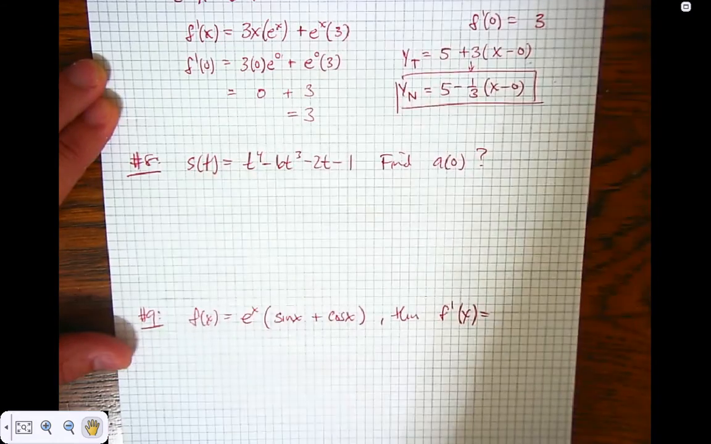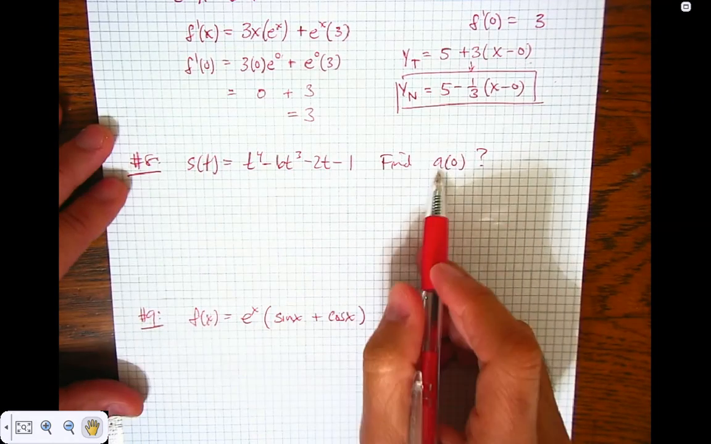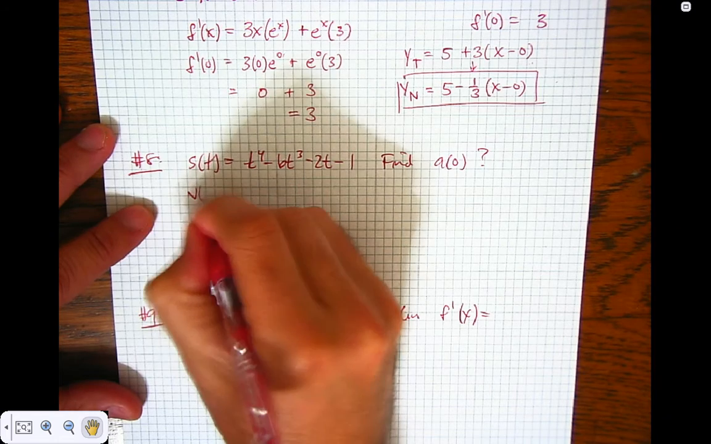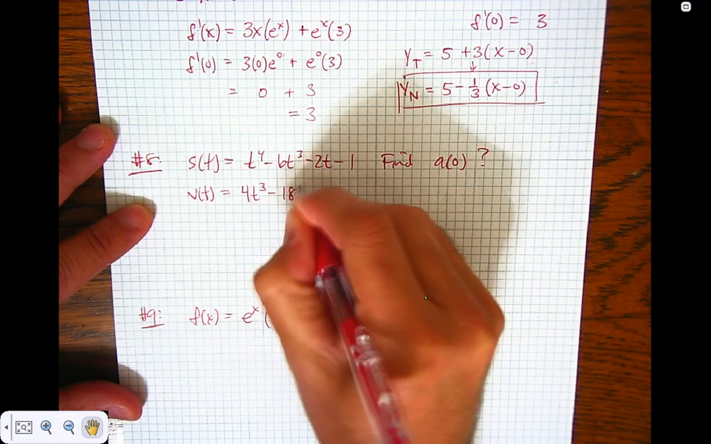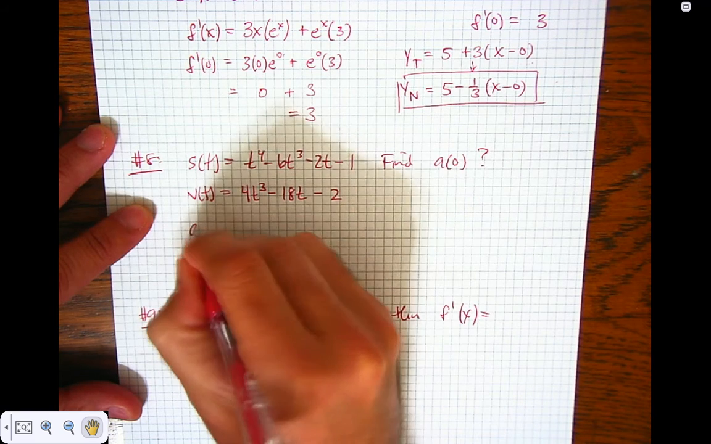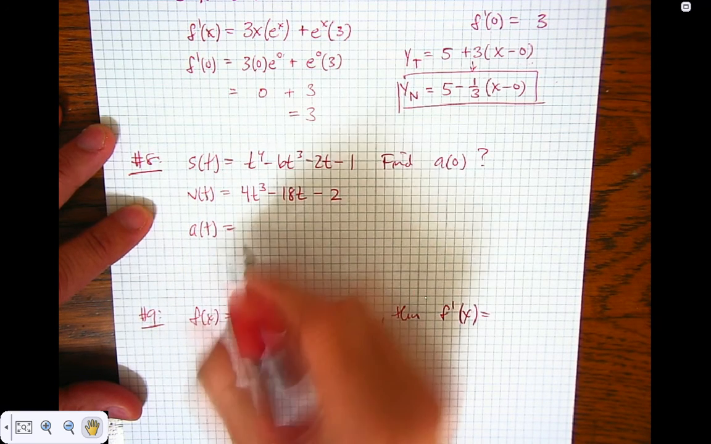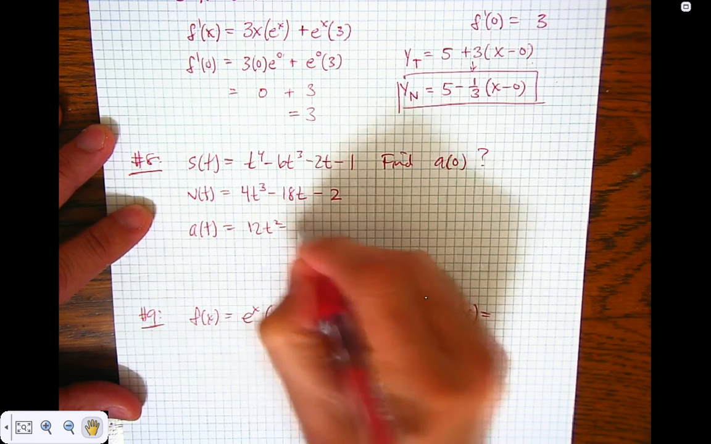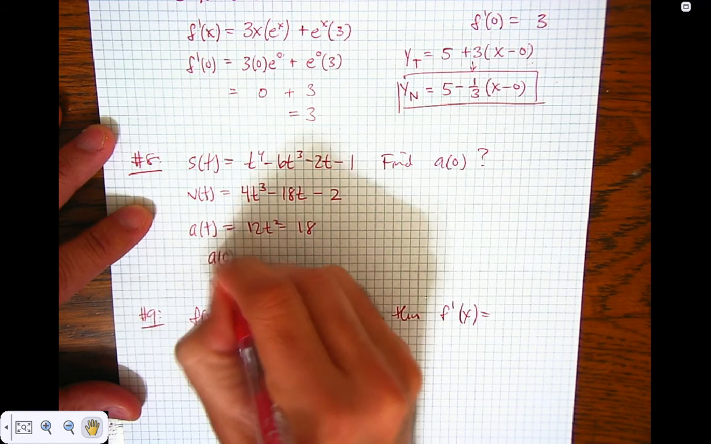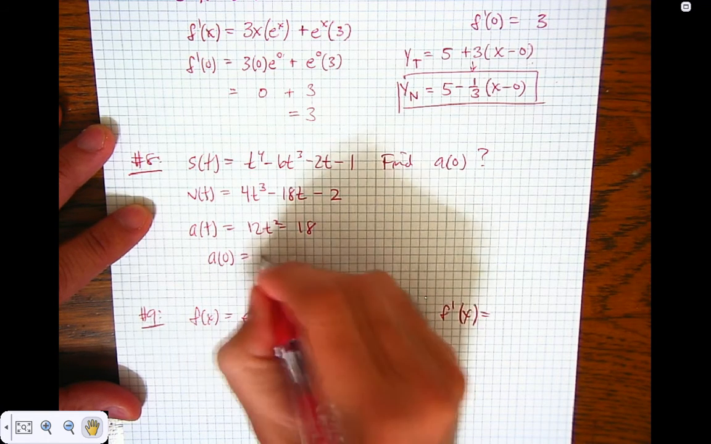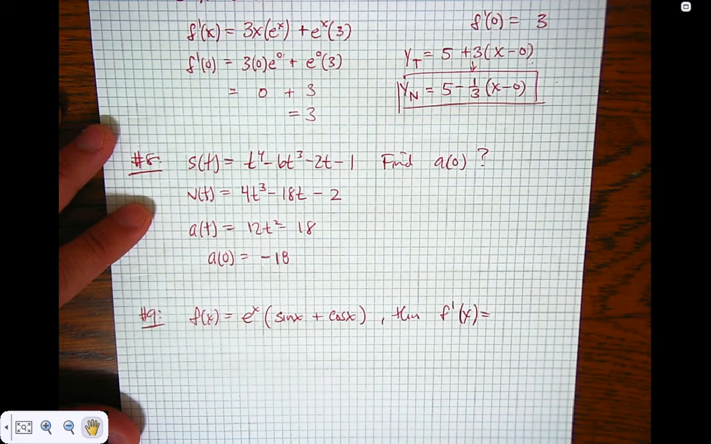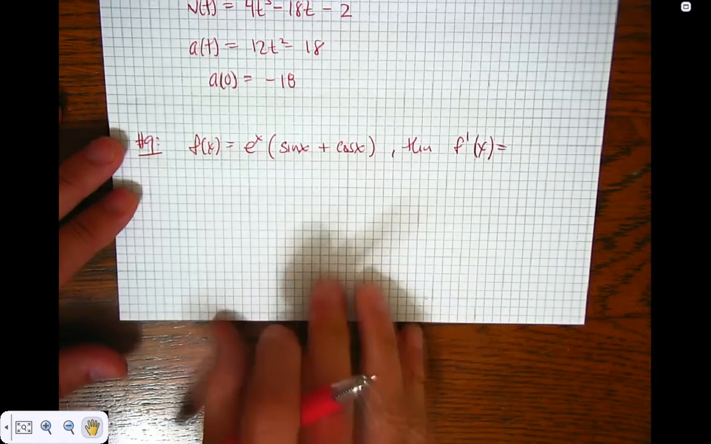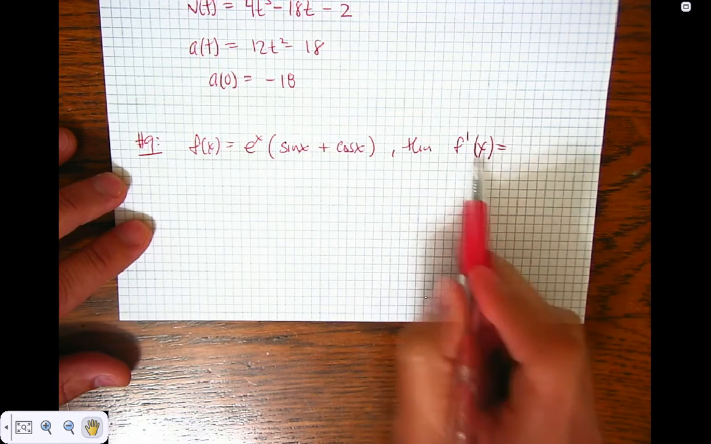Okay, number 8, S of t is this, find the acceleration at time 0. So we simply do the power rule, 4t cubed minus 18t minus 2. And once again, because it's the second derivative, I get 12t squared minus 18. And plugging in 0, I get negative 18. Okay, so pretty straightforward there. All right, the last two here, you're given a function, find the derivative.